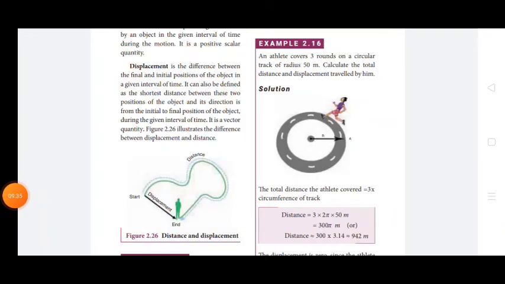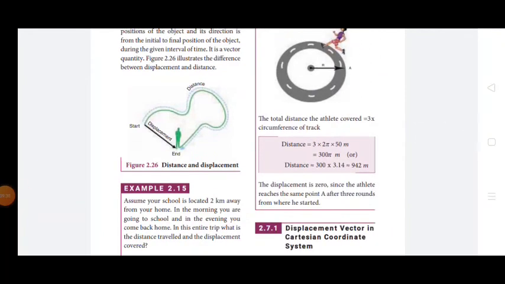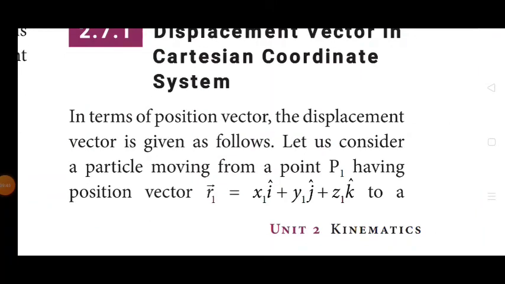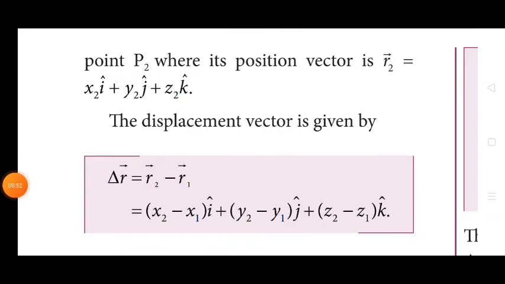Displacement vector in Cartesian coordinate system. So displacement vector r1 vector is equal to x1 i cap plus y1 j cap plus z1 k cap. So point P2, whose position vector R2 is equal to x2 i cap plus y2 j cap plus z2 k cap. So the displacement vector is given by delta r vector is equal to R2 vector minus R1 vector. If we subtract R1 vector from R2 vector, we get this value.